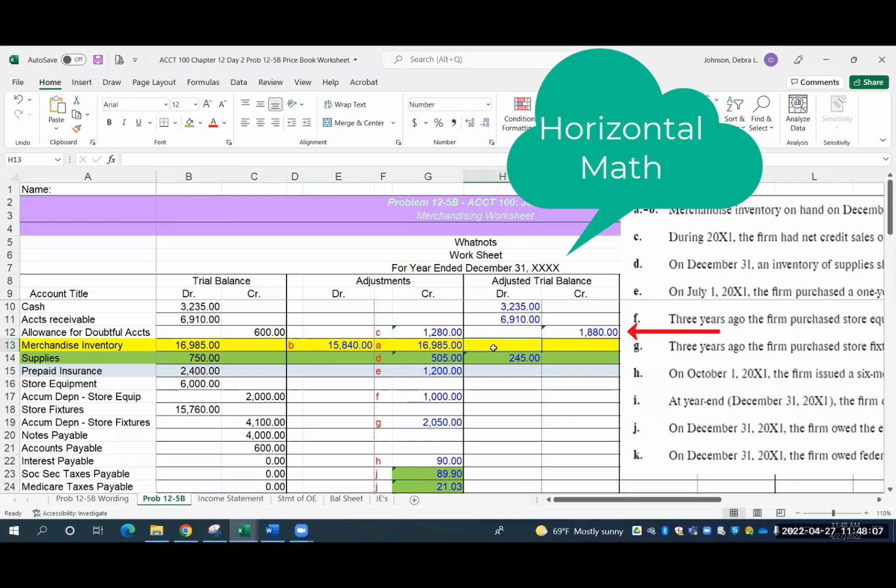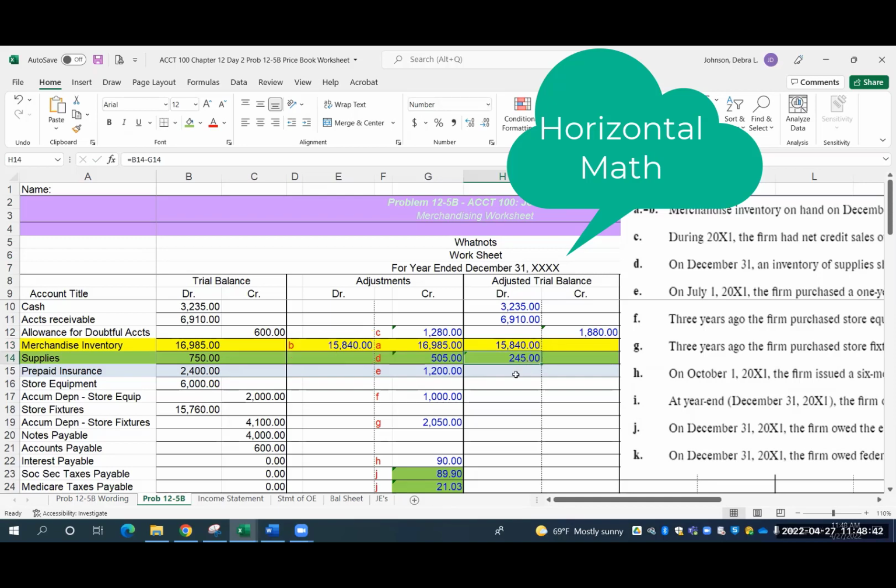Then we get back over to the merchandise inventory. I hope you guys can see on this worksheet that these two cancel each other out. This cancels this. So what we're left with is the 15,840. These cancel. So we're left in inventory with 15,840. That's the ending inventory. That's what it should be.